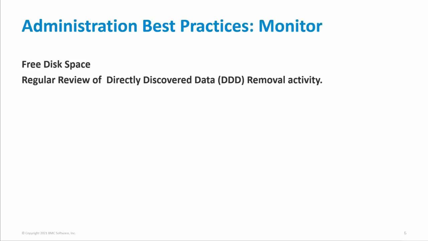The most pertinent things to monitor are the free disk space and the DDD removal statistics. DDD is a particular type of node. Discovery deletes this node in a low priority background process. When this is not done correctly, it means that an issue is going to happen sooner or later.